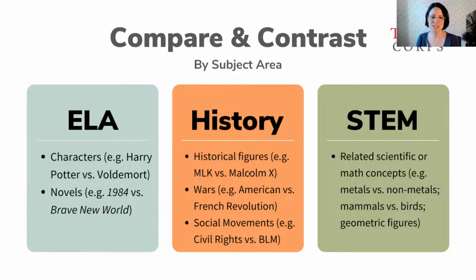For history and social studies, could be doing comparisons of historical figures, wars, social movements. And in STEM, again, there's so many ways that this applies as well. So metals versus non-metals, mammals versus birds, geometric figures, different types of angles, right? There's always different ways to draw these compare and contrast connections, whether it's to help a student prepare for a test, to write an essay, or just to understand the material a little better.